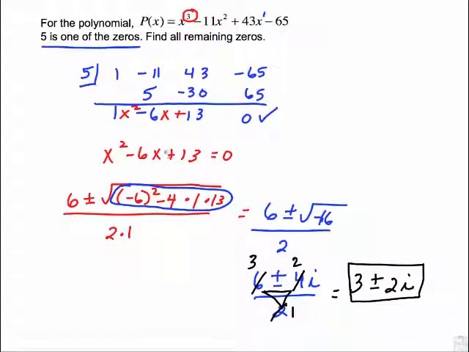So the reason we were able to do this is we were given the fact that 5 was a 0. So 5 is kind of like the key that unlocks the equation for us, because once we get down to the quadratic equation, then we are able to solve. Every quadratic equation can be solved. Even if it doesn't factor, you can always use the quadratic formula on it.